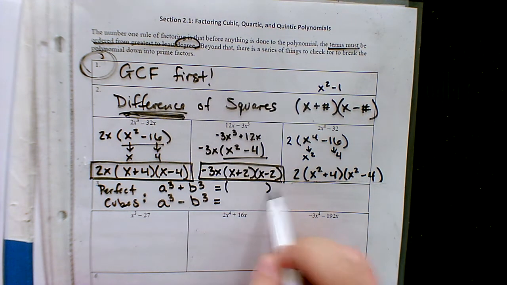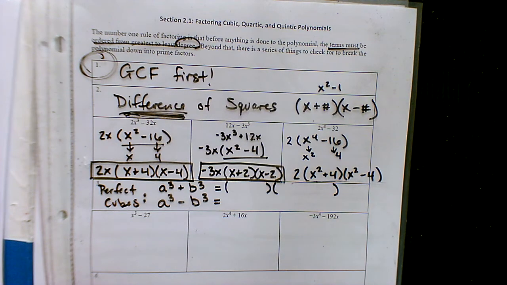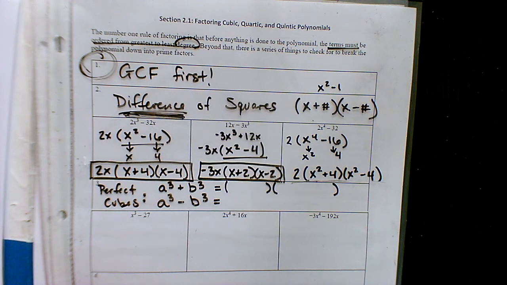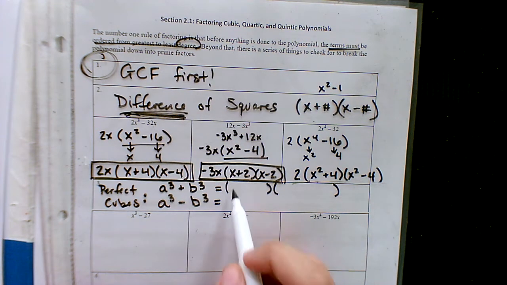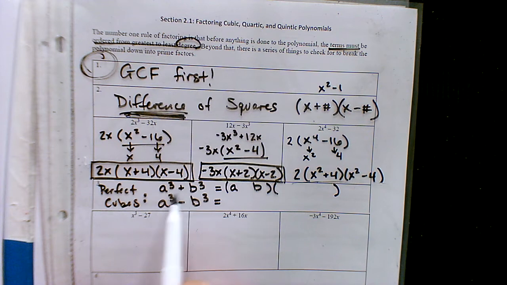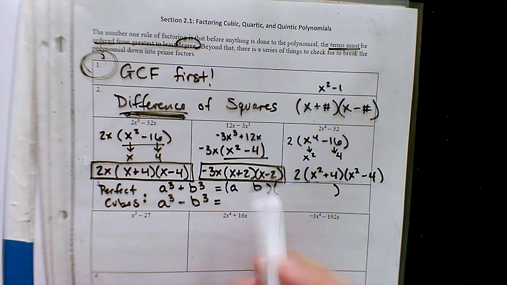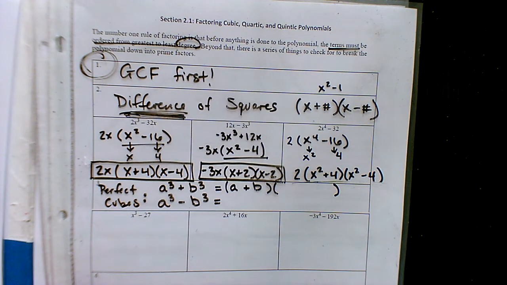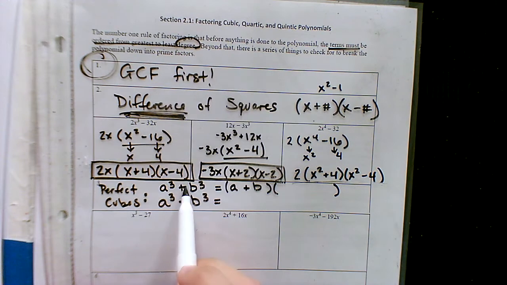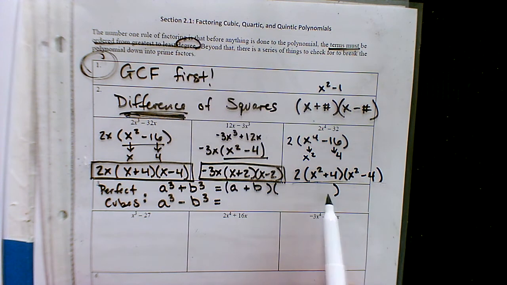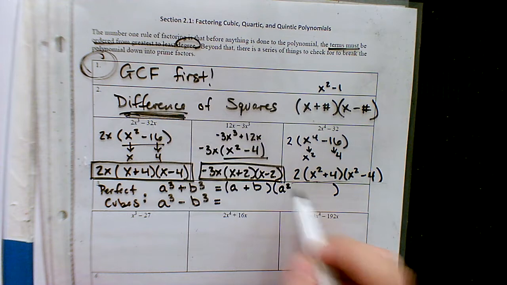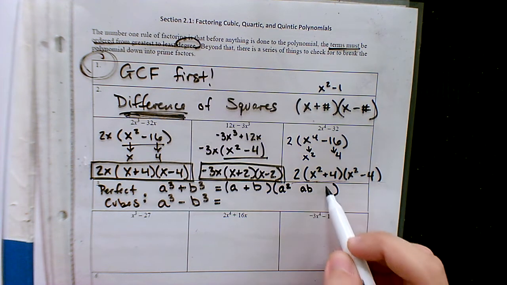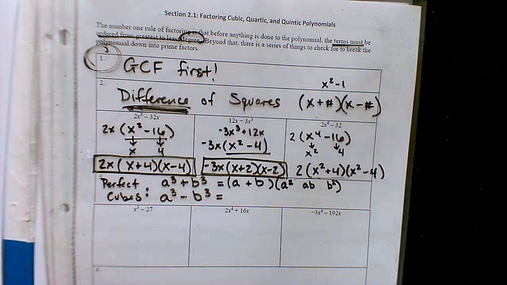So when we factor perfect cubes, we're going to end up with 2 different factors. So I'm going to write those parenthesis pairs. And if the perfect cubes are A and B, the first factor looks very similar to the original problem. Instead of being A cubed plus B cubed, it's just going to be A plus B. So you take the perfect cubes and you just add them together. This is if you're originally adding the cubes together. The second factor is going to be A squared, and then an AB, and then a B squared.